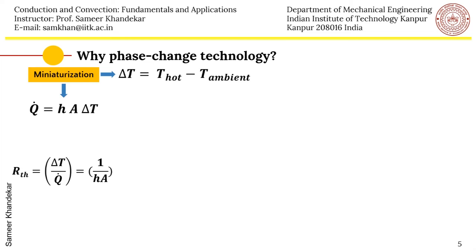So if you see, in a normal convective equation which you have already studied, Q dot is equal to hA delta T, or you can write R thermal as delta T upon Q, and then we can write 1 upon hA as the thermal resistance which you have already studied. Now, in any thermal system, they are typically guided by the material constraints, like electronic components.